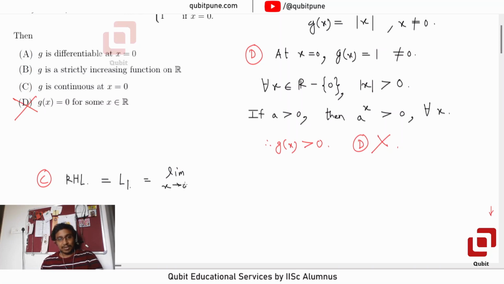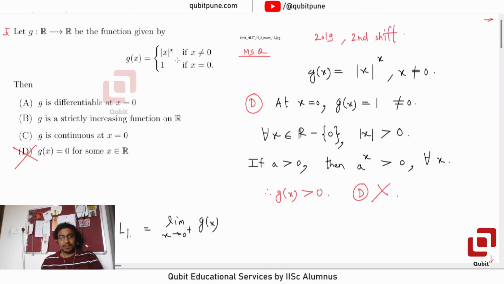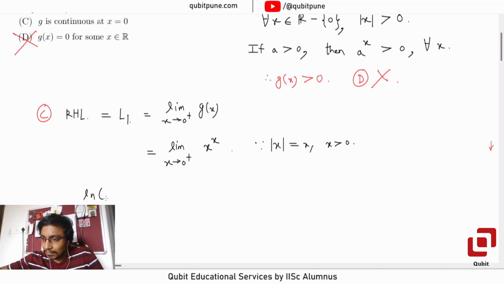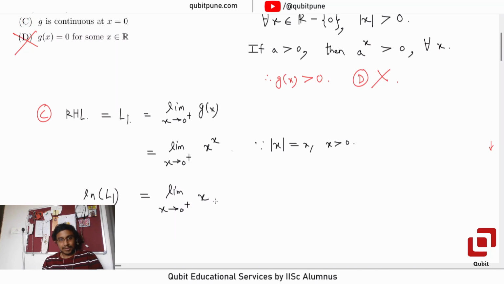L1 is the limit as x tends to 0 plus of g of x. Now look, if x is positive, then mod x will be equal to x. So I can write this as limit as x tends to 0 plus of x raised to x, because mod x is equal to x if x is positive. Let's take log now. ln L1 equals limit as x tends to 0 plus of x ln x.